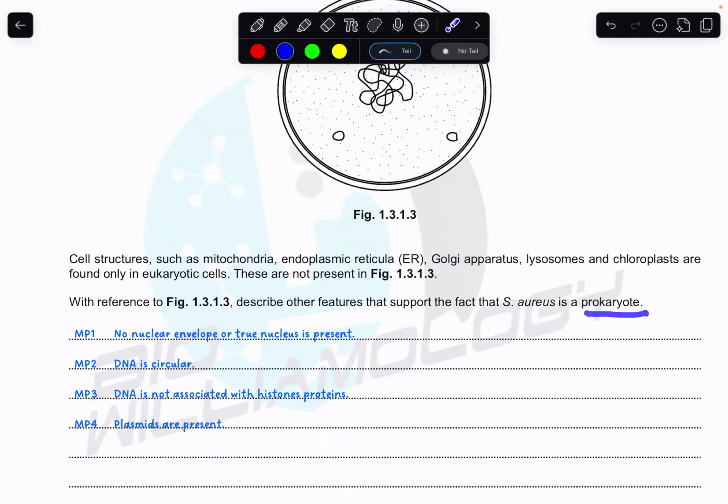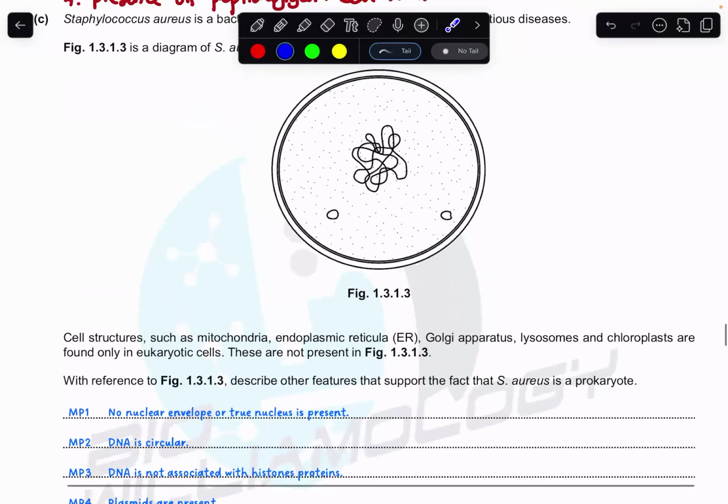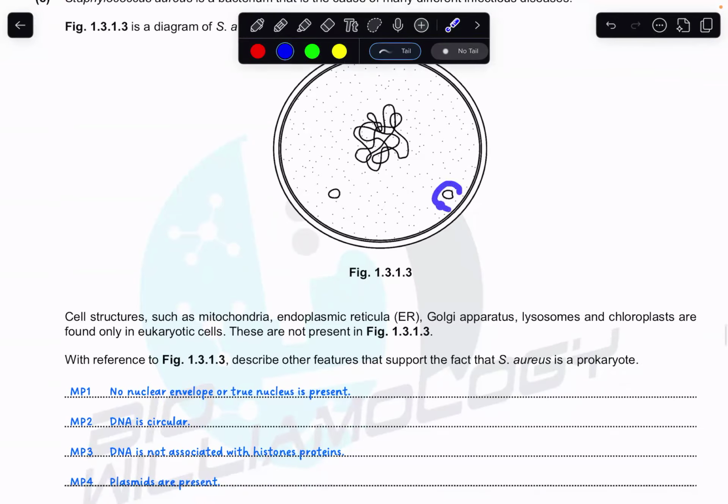First of all, you must make sure to check the diagram. In this case, there is no nuclear envelope or true nucleus present. You can't see a nucleus, so the nucleus is absent. For the DNA, you can see that it is circular, and the DNA is not associated with histone proteins. You won't see histone proteins, and plasmids are present. Those are plasmids, these are the circular DNA.